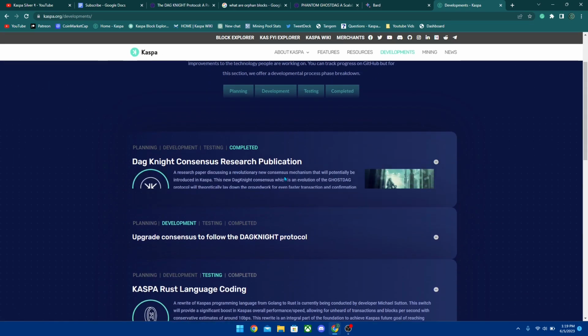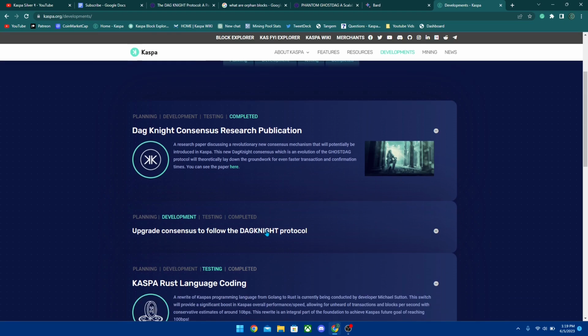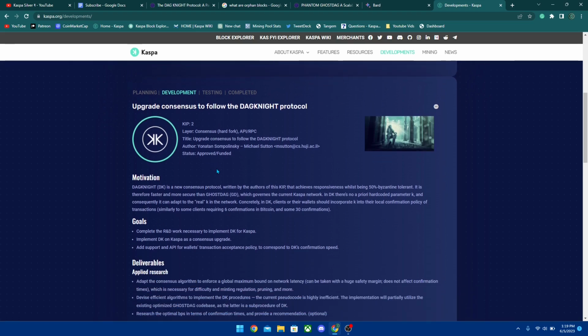And then the DAGKnight publication has finally been done, but actually putting DAGKnight to the test on Kaspa is still in development, and it is basically going to be implemented in the future. But it's going to be a new consensus protocol, so it's not going to be easy to implement, as we need developers to come to Kaspa and understand it. So the only way to bring adoption to Kaspa is to explain it, in my opinion, on a deeper level.